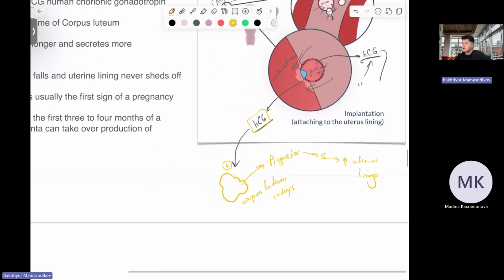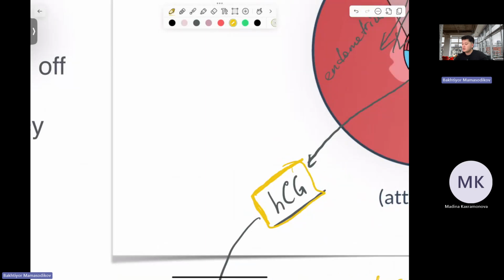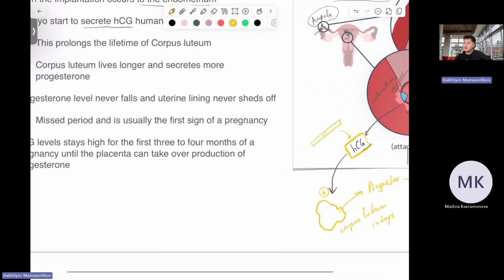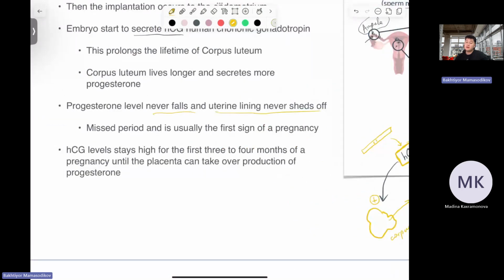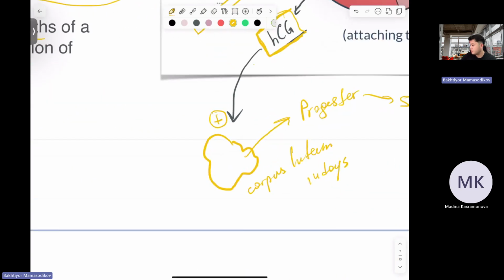Okay, so I hope you understood. This is the analysis, human chorionic gonadotropin. This is the analysis they check for the pregnancy test, which identifies the human chorionic gonadotropin levels. Okay, and the progesterone level never falls, and the uterine lining never sheds during the pregnancy. So if the menstruation stops, that means there might be a pregnancy, and it is usually the first sign of pregnancy. And the human chorionic gonadotropin stays high for the first 3 to 4 months.